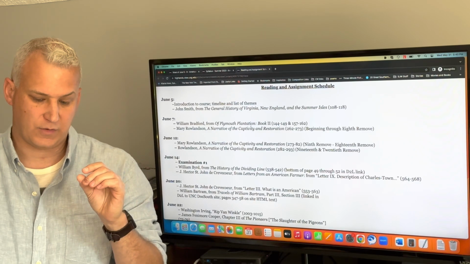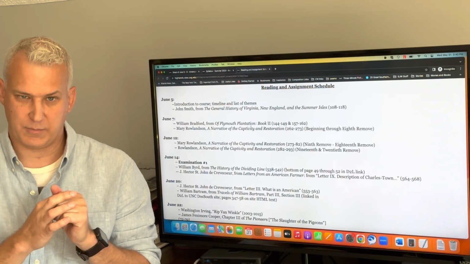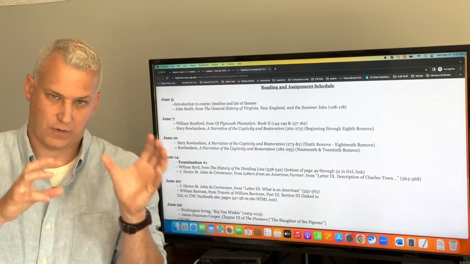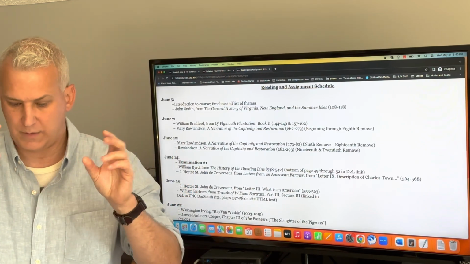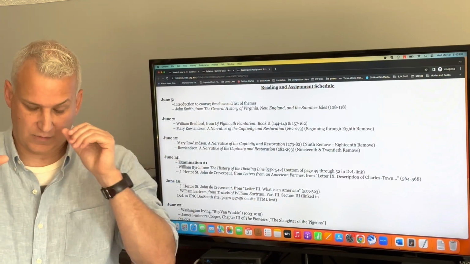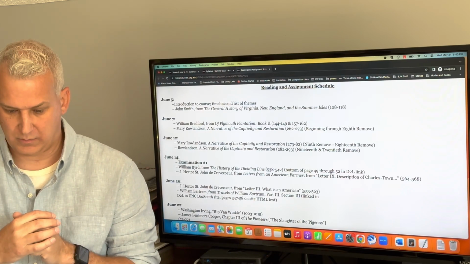And then the most famous letter from his book, which is letter 3, What is an American? De Crevecoeur was originally from France. He came to this country, lived in upstate New York, but traveled all over the American colonies, was held prisoner, believed as a suspected British spy for a couple of years during the American Revolution.